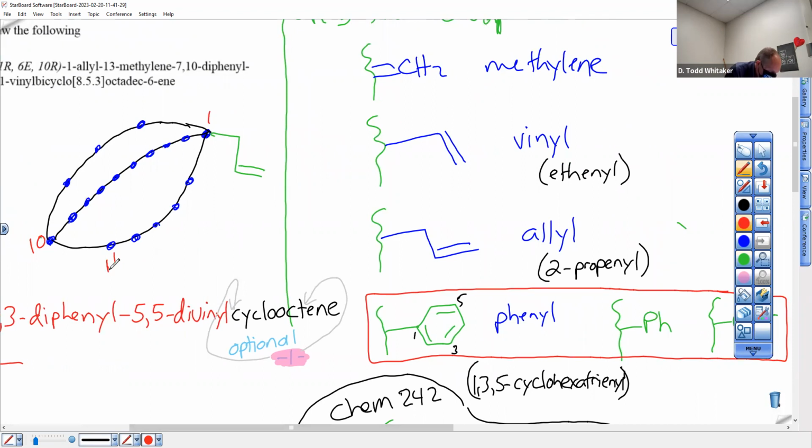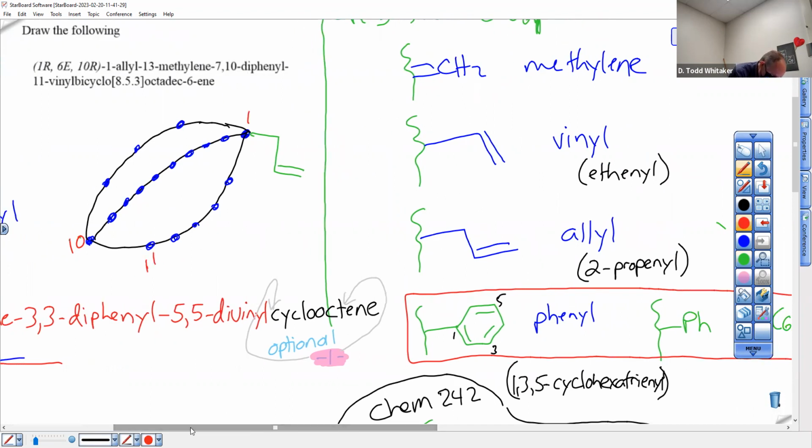I got to go to 13. Is that right? No, 10's good. Oh, there's a group on 13. You want to draw the group on 13 first because it's next to the name? Why not? How do I draw a methylene? The 13 is double bonded to a CH2. You can do it like that. That works for me.